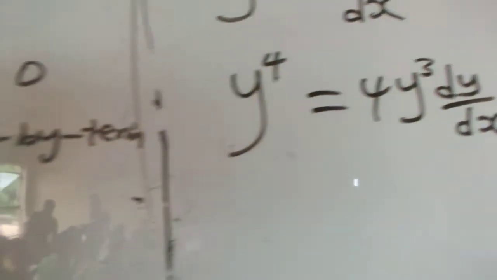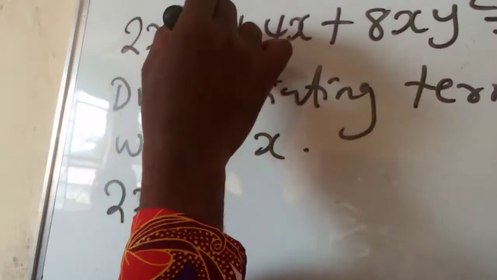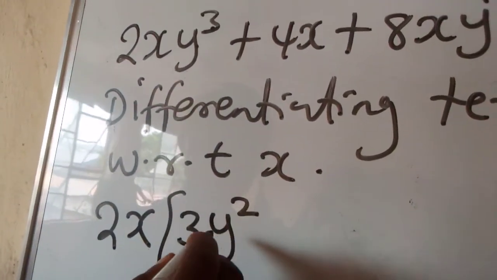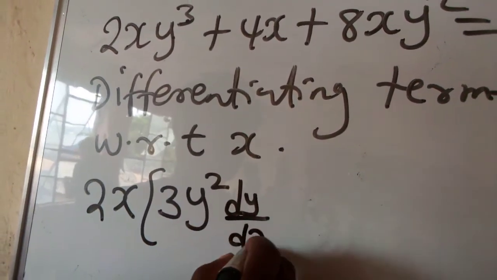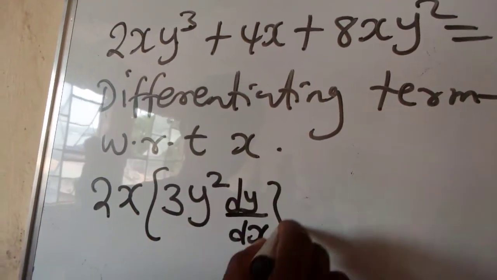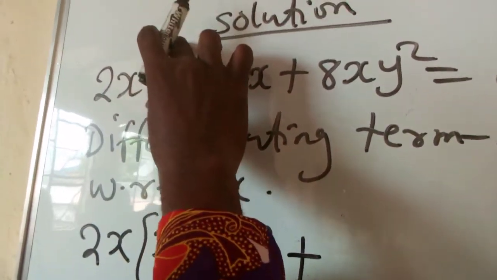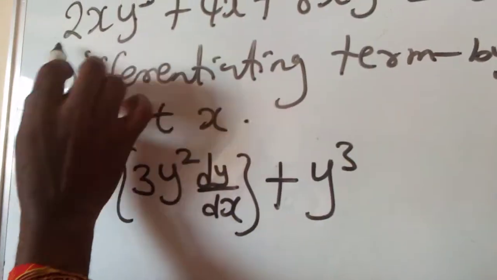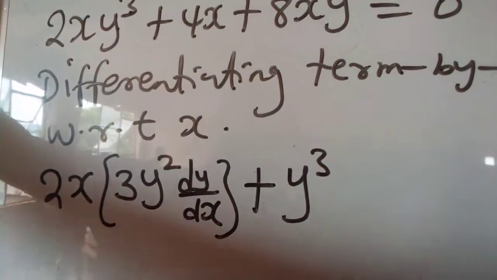So if you come now, you keep these two x constant. So you now differentiate this. It's going to give us 3y raised to power 2. Then you now put dy over dx. Then after that, you say plus, you keep this y raised to power 3 constant. You now have y raised to power 3. Then you have to differentiate 2x.